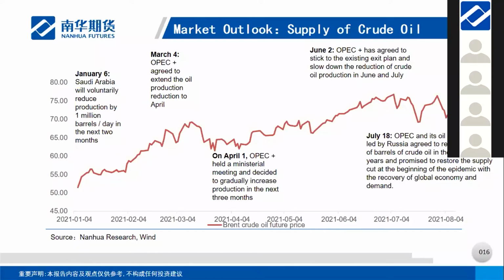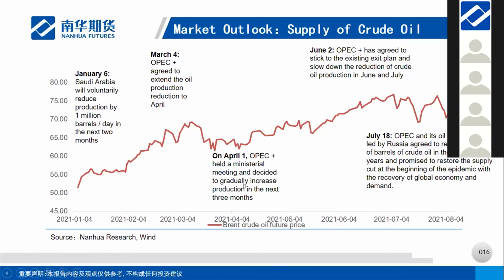And so in January, at the monthly OPEC Plus meeting, Saudi Arabia decided to reduce production, which not only made up for the excess supply, but also laid a very solid foundation for subsequent OPEC Plus member states to implement the production restriction agreement.